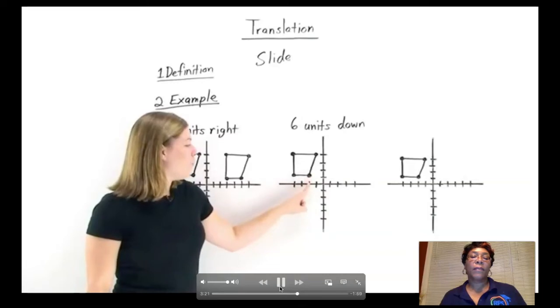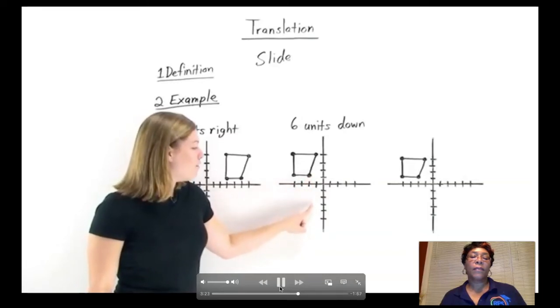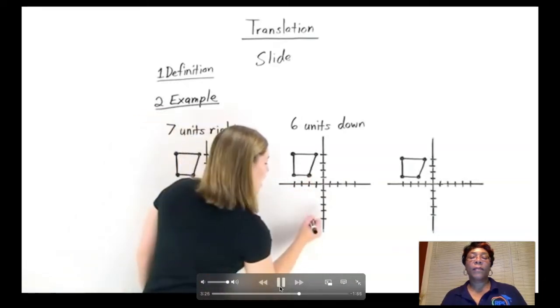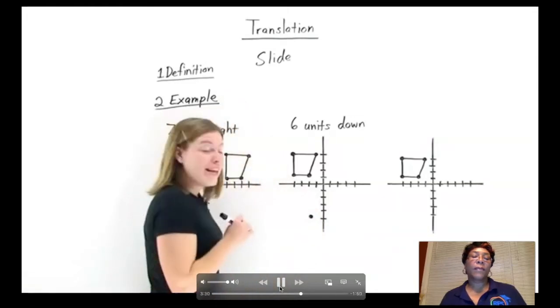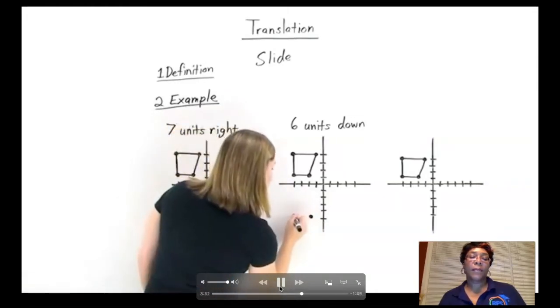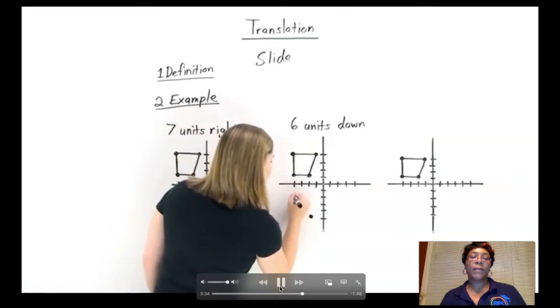So we count 1, 2, 3, 4, 5, 6. And we plot our new point. Great! Then we continue this process of picking individual points and translating them one at a time.